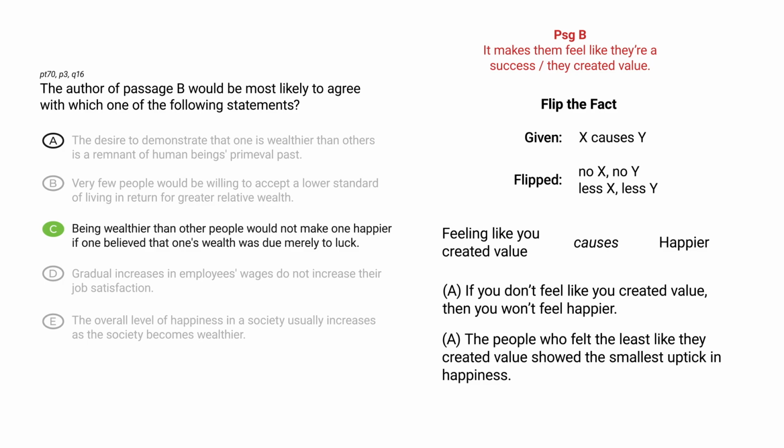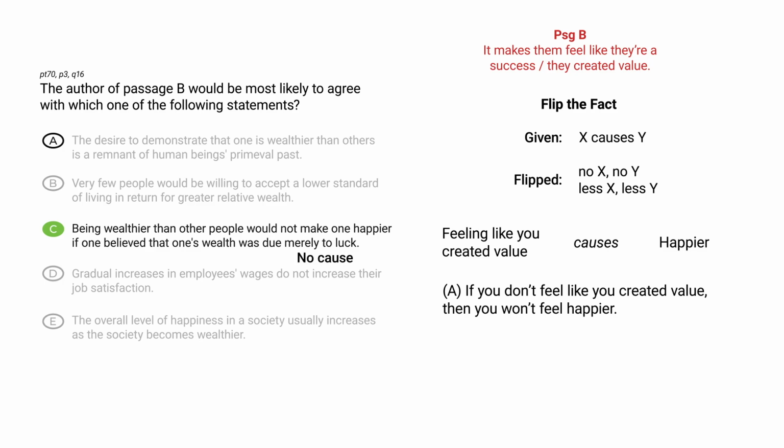In choice C, the trigger is basically the same as the trigger of our fake answer choice over here. If you believe that your wealth is due merely to luck, then you don't believe that your wealth was due to you creating value. And so therefore it wouldn't cause the happiness that comes from thinking you created value. So this is just a no cause, no effect type of answer. And it plays off the author's central hypothesis that the reason people want to make more money is because it makes them feel like they created value, and that is what causes them to feel happy.